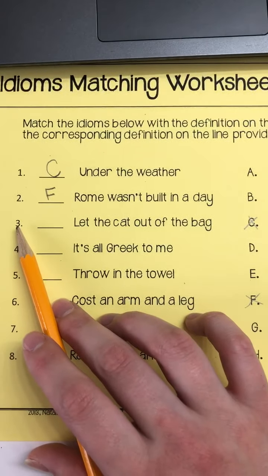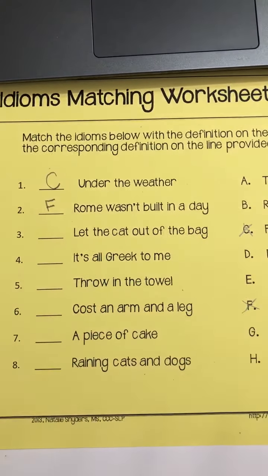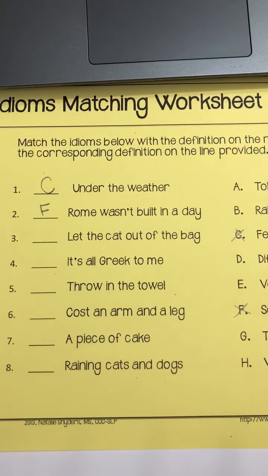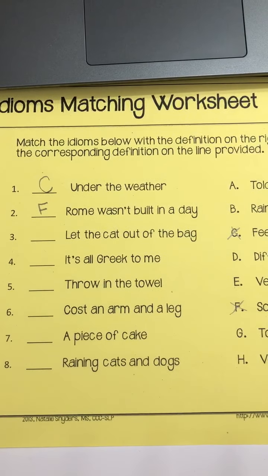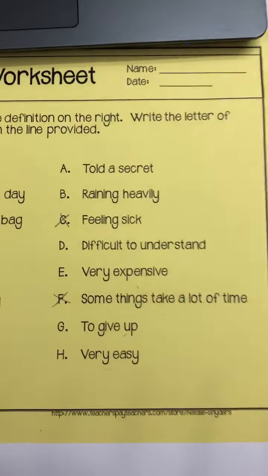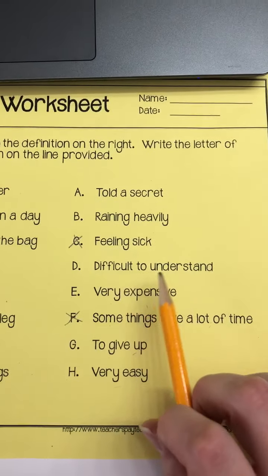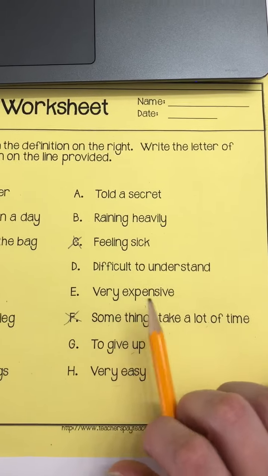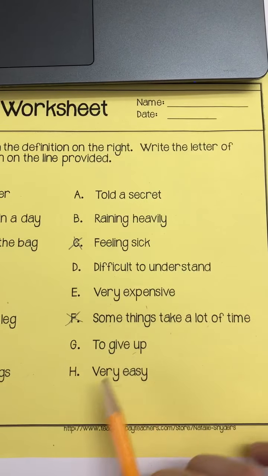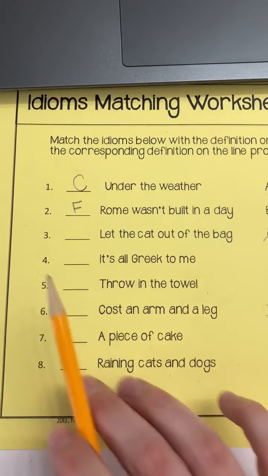Number 3. My mom has used this one to my cousin when she told me my birthday present. She said, Danielle, you let the cat out of the bag. What does that mean, let the cat out of the bag? Told a secret, raining heavily, difficult to understand, very expensive, to give up, or very easy? And I want you to answer that one.